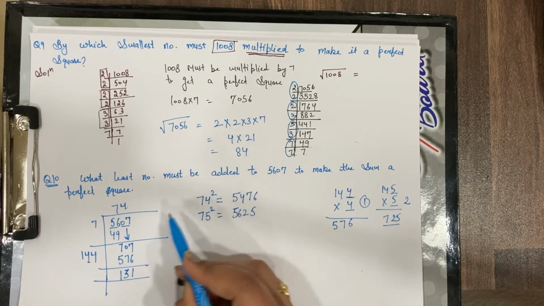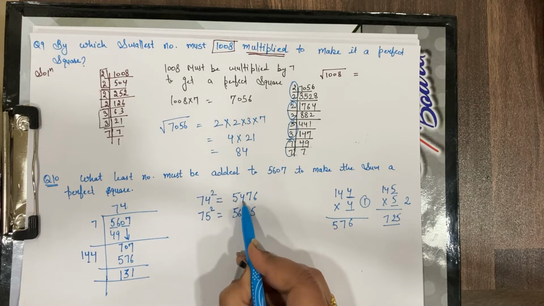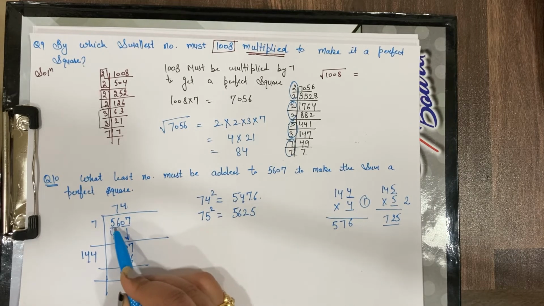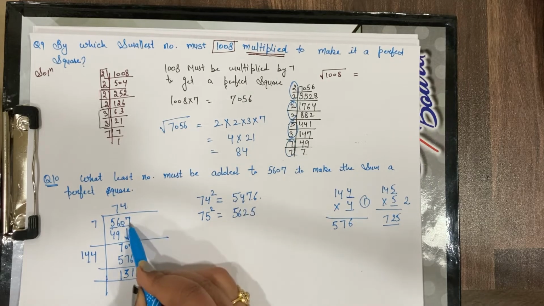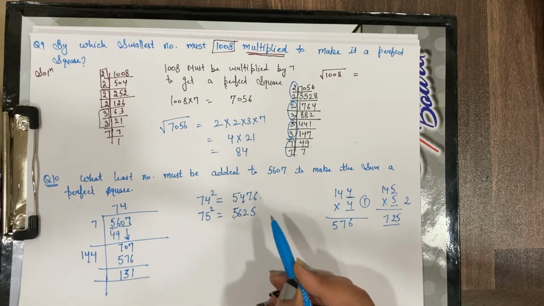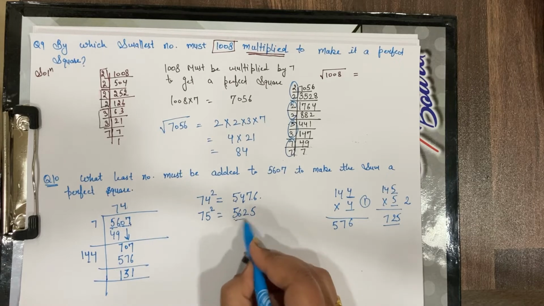And it is smaller. ये छोटा है. It is 5476. It is 5607. Right? We can't subtract. We have to add. हमें आगे जाना है. So what will we do? हम देखेंगे इन दोनों में.